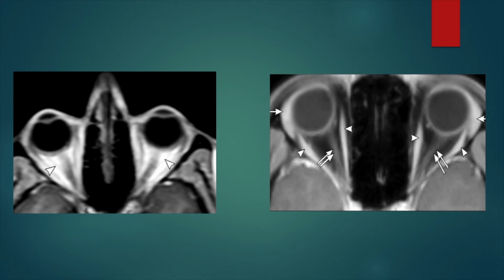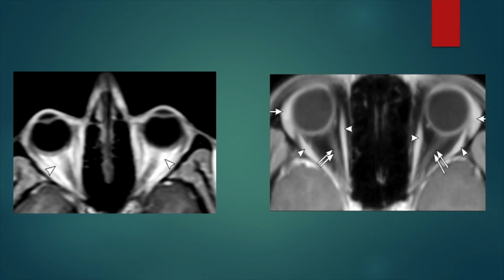If you have a lesion which has picked up gadolinium and it is as bright as the orbital fat, you will not see the lesion at all. So it's very important that the post-contrast study should always be a fat-suppressed T1 sequence.